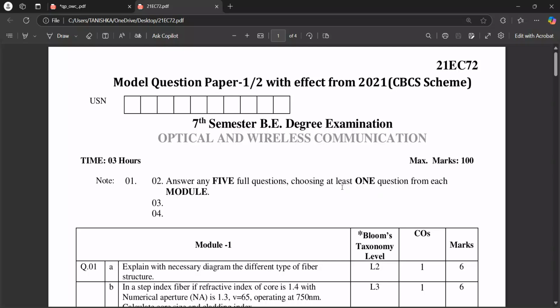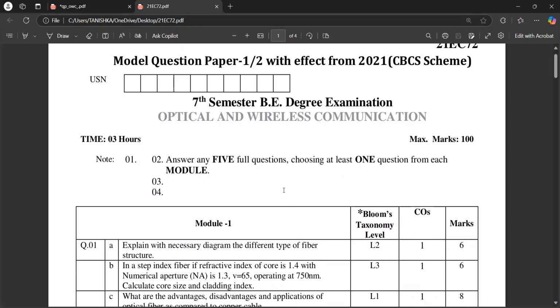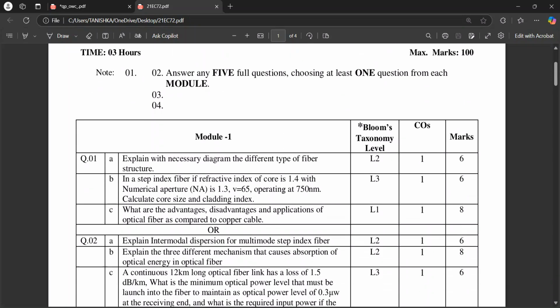Hello everyone. So in this video, I'll discuss the important questions as well as the model question paper. So now I will show you the model question paper, and after the model question paper, I will show you the question bank from VTU Cloud. This model question paper you can download from the VTU website.